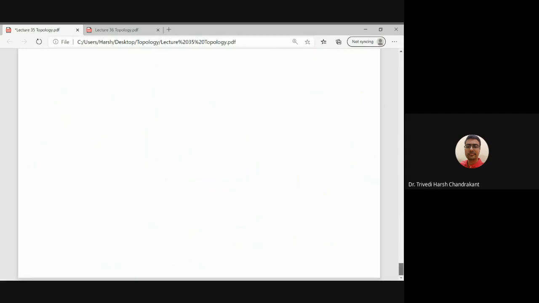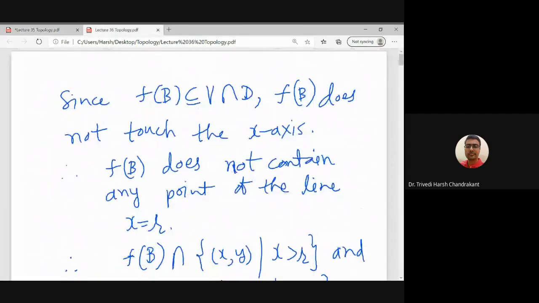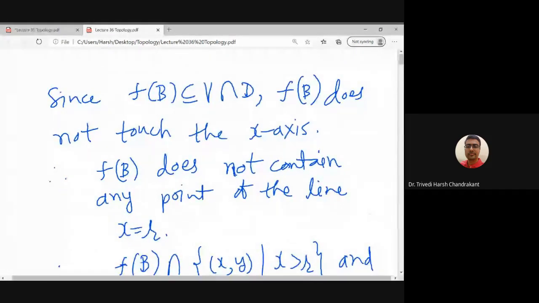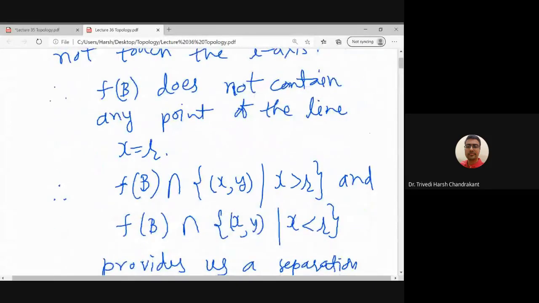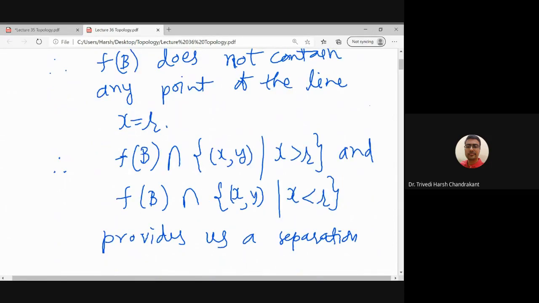So now, using the number R which we have chosen, f of B does not intersect the x-axis, and f of B does not contain any point of the line x equal to R, right? Because it does not touch the x-axis. So therefore, we can divide f of B into two parts.